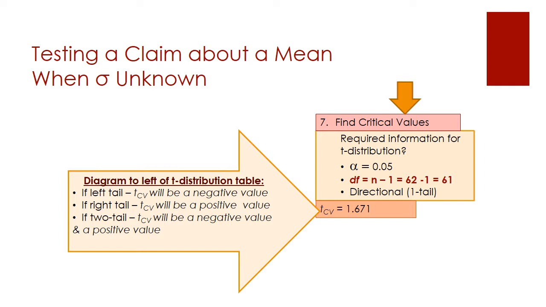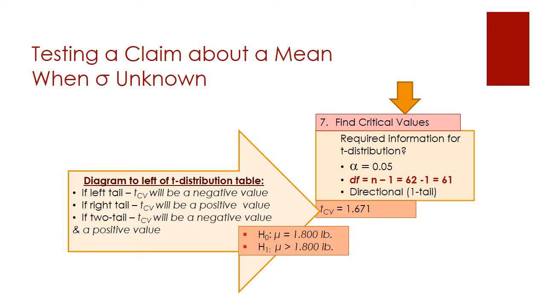If the t distribution is a left tail, then your t critical value is going to be a negative value. If it's a right tail, then the t critical value is going to be a positive value. If it's a two tail, it's going to be both a negative value and a positive value, and remember, we also take our alpha and divide it by 2. We talked about that previously in another video. So if you were doing a two tail, you'd have to take your alpha and divide it by 2. In this case, we're doing our right tail, so our t critical value is going to stay positive, so it's going to be 1.671.